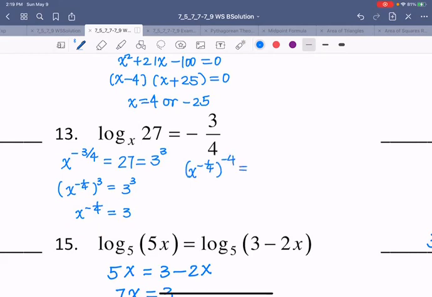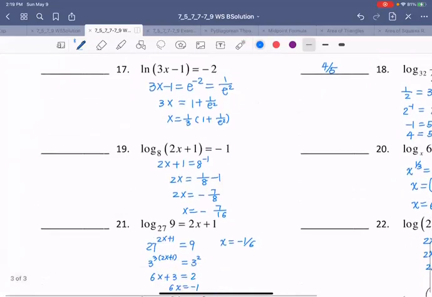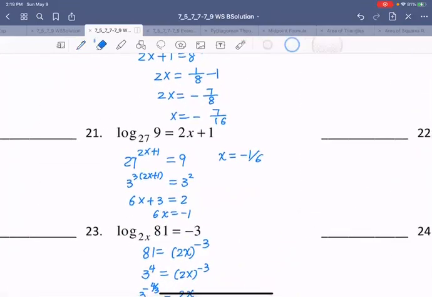Then this times this cancels to be 1. So that is x, yes? Yeah. How much is this? 1/81. That's it. Yes, good job. See, you can make it. Let me call the next student, okay?